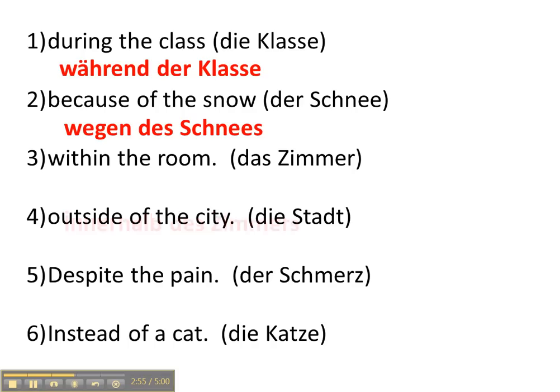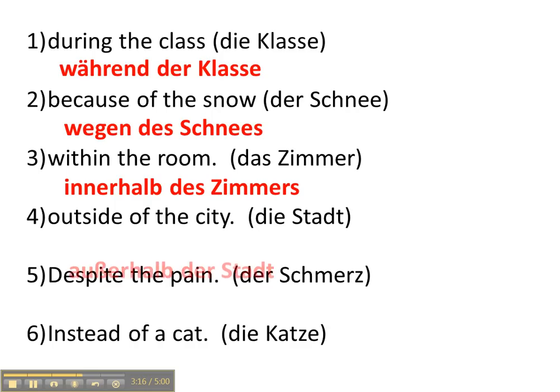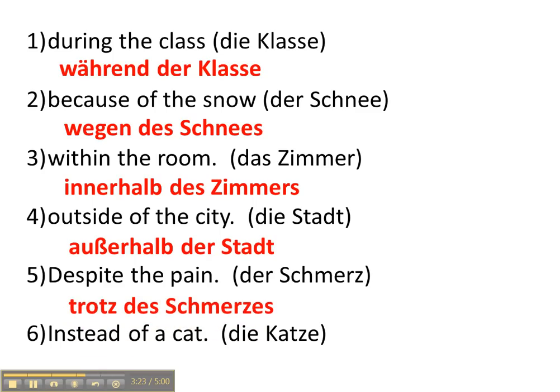Within the room, innerhalb des Zimmers. Again, it's a das word, so it's also going to take an ending. Die words do not, so that's why Klasse in example number 1 didn't take an s. Only der or das words, or masculine or neuter nouns, will take that s or es following the definite article. Outside of the city, außerhalb der Stadt, so die Stadt changing to der. Despite the pain, trotz des Schmerzes. In this case, we added an es to the noun because that just fit better there.